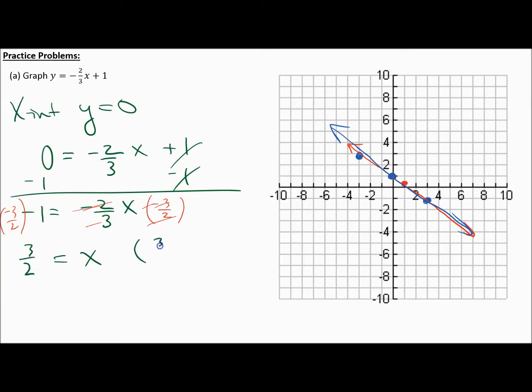So my point is 3 over 2 comma 0, right? Remember, we plugged in 0 for y. So I go over 3 over 2, which is 1.5, 0. That is right here. Okay.